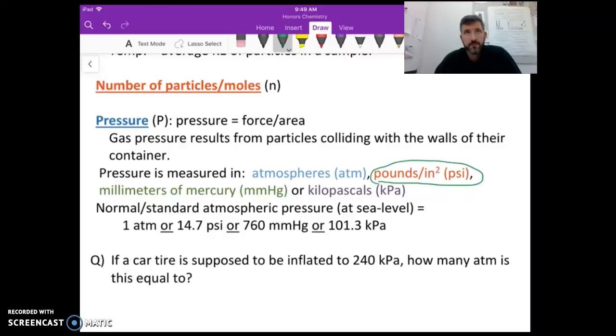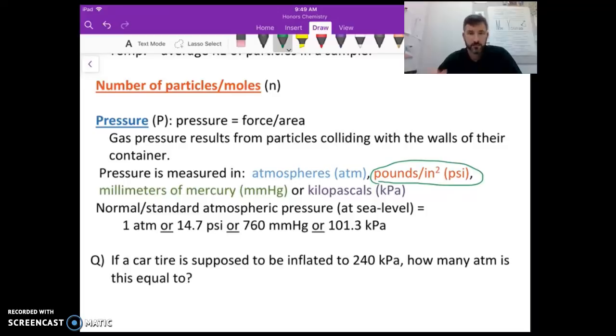On a normal day at sea level, we have 1 atmosphere of pressure being felt by everything and everyone. As you travel above sea level, St. Louis is only about 500 or 600 feet above sea level, but there's a little bit less air, and so a little bit less air pressure. If you go to Denver, that's a bigger difference. You go up to 10,000 feet in the mountains, that's a much bigger difference.